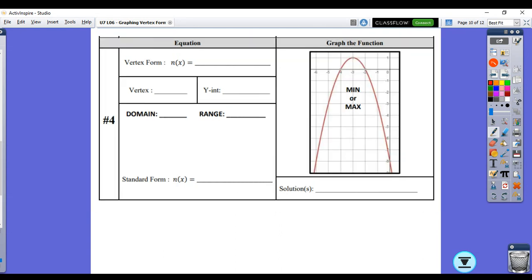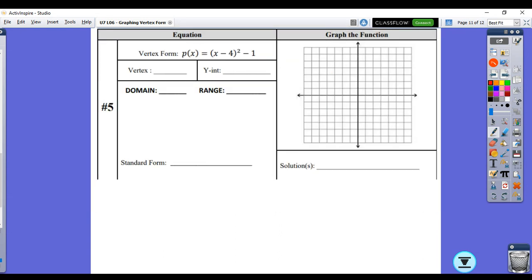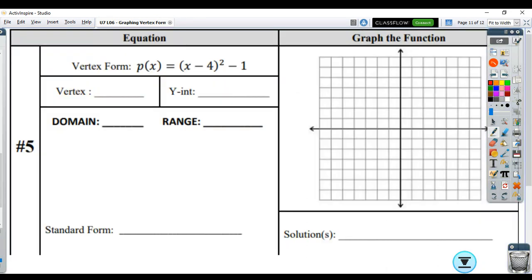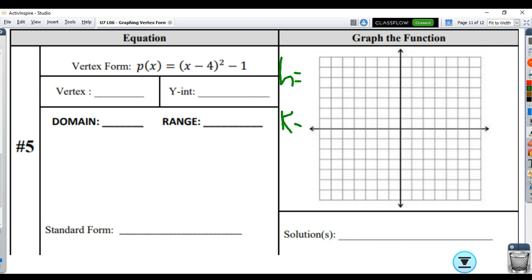And instead of me giving you the graph, I've given you the equation. So I've jumped down to number 5. The equation says (x - 4) squared minus 1. The most important thing to do right off the bat, I'm going to zoom in just a little bit, is to identify what your h and your k are. So I'm going to write down h and k over here, and then we're going to say what these values actually are.